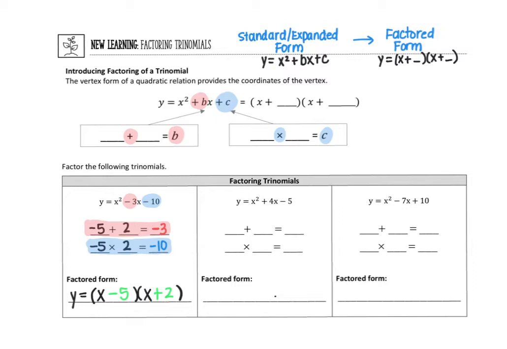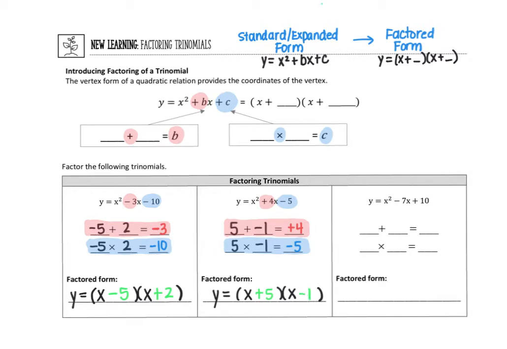In our second example, we will need factors that multiply to give us -5 and add to give us +4. If we think about the factors of 5, the only factors we can use are 1 and 5. If we make our 1 negative and our 5 positive, then +5 plus -1 equals +4, and +5 times -1 gives us -5. So our factored form will be y equals, and then in brackets, x plus 5, and in the second set of brackets we'll have x minus 1.